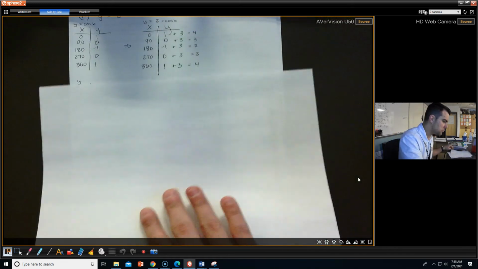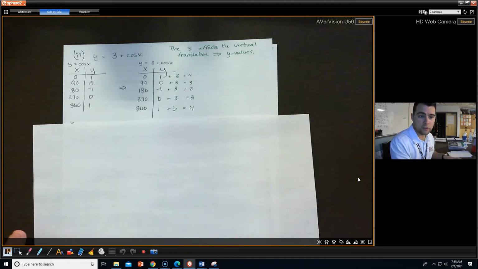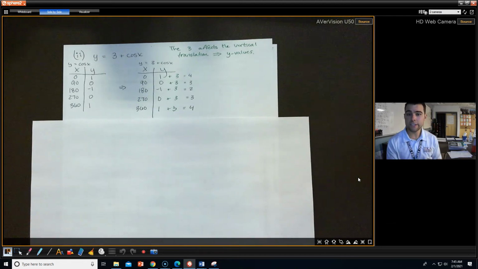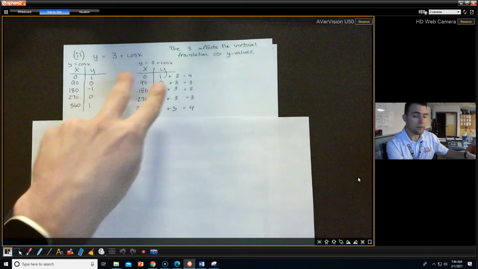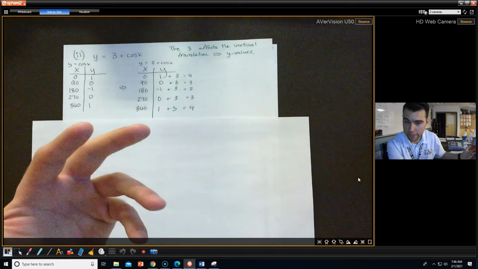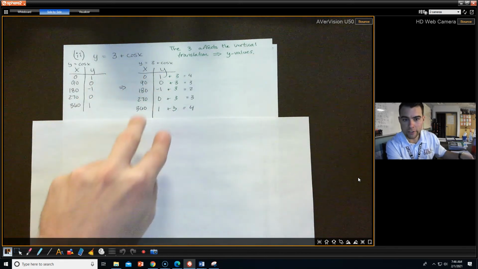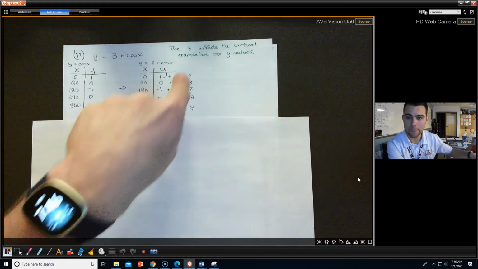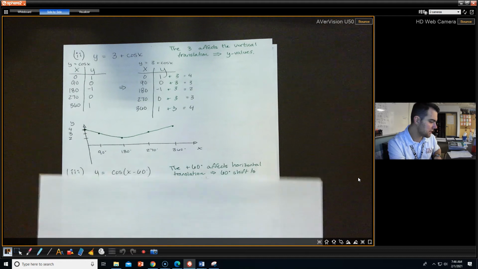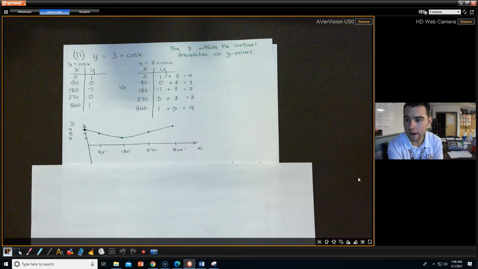Let's see the other ones, how this works. Okay? Part 2, we have 3 plus cosine x. This is our plus or minus s in STAB. The 3 is our vertical translation, and it affects our y values. So once again, our base cosine x table, and now this one has cosine x plus 3. And again, only the y values are getting affected. So I take my known ones and just add 3 to all of them. I get my new y values. And as a result, I get my new cosine graph.